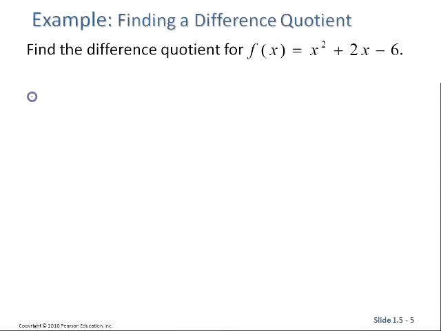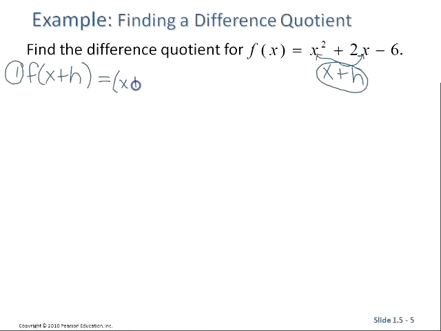Let's go through one more example. This time let's do a quadratic function. Our first step will be to find f of x plus h. That means, once again, we're going to put x plus h everywhere we see x in our original function. So we have x plus h squared plus 2 times x plus h minus 6.